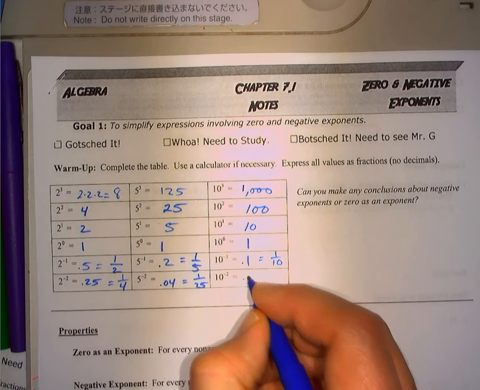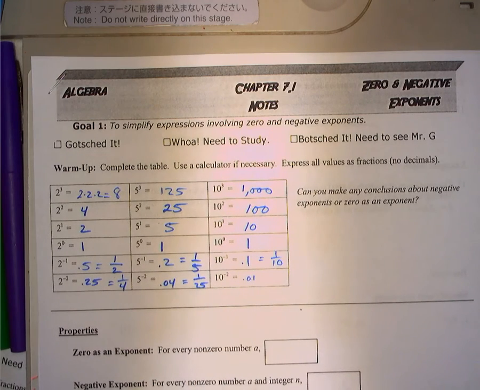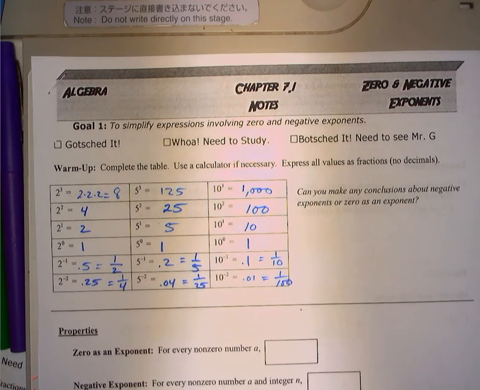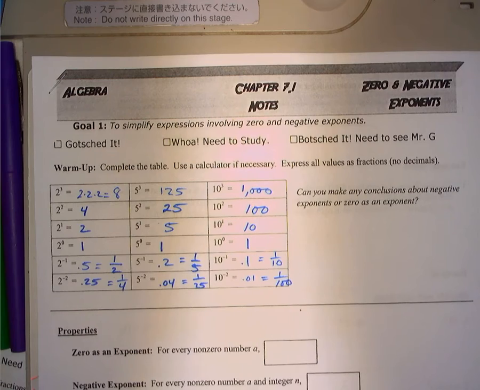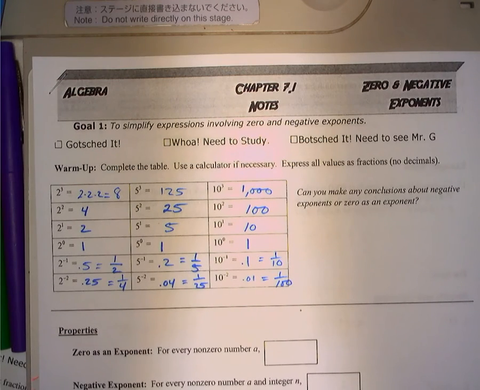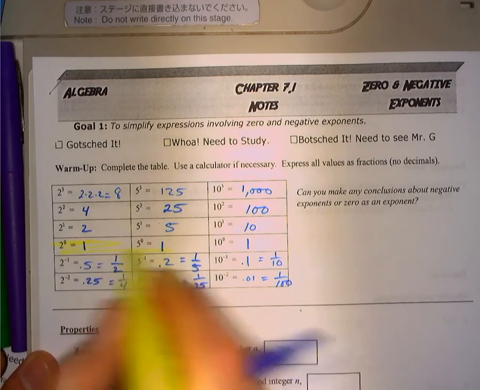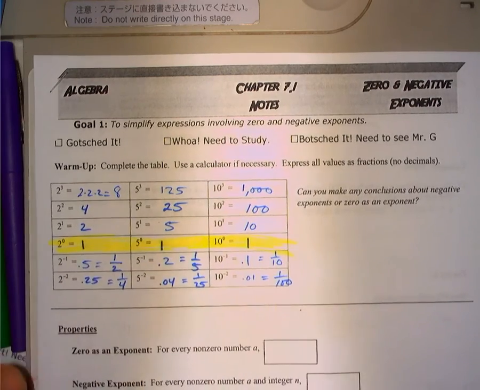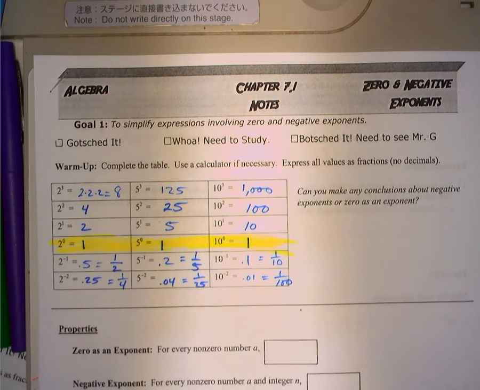Over here, I got 0.01, or 10 to the negative second power, and that's 1 over 100. Okay? So there's something that we see over and over and over. First off, it's this guy. This guy right here. What do you guys think you can conclude? Anything raised to a 0 power will always give you what? Just 1, right? So that's pretty important.